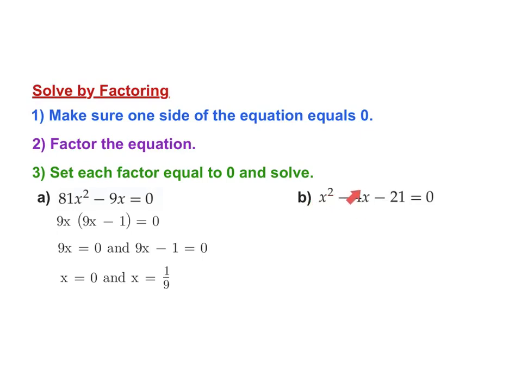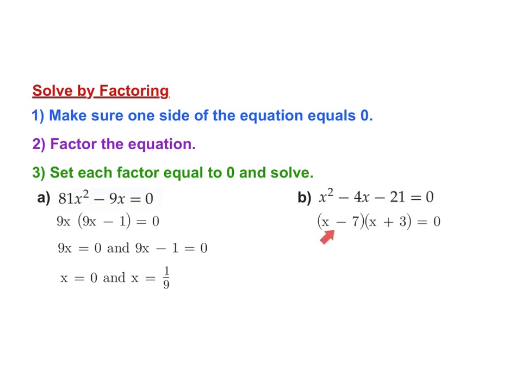Is there a greatest common factor over here? No. Nope. It's in descending order, x squared, x, constant. Factors of negative 21 that add up to negative 4. Negative 7, positive 3. Okay? Now, I've got two factors again. Okay, this is a lot like the first example I showed you. What's the solution going to be out of this? 7. It's just the opposite. Out of this one? Negative 3.